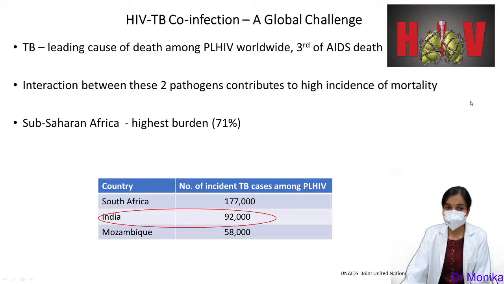This high mortality is because of the interaction between these two pathogens, which causes a reciprocal advantage to both pathogens. Also, there is a rise in drug resistance cases, which not only prolongs the already long duration of treatment, but also decreases the treatment success rate. The highest burden of this co-infection is seen in sub-Saharan Africa, which contributes around 71% of the cases. Our country, India, ranks second, contributing around 92,000 cases of TB among people living with HIV.